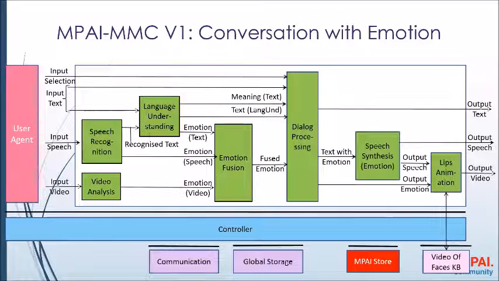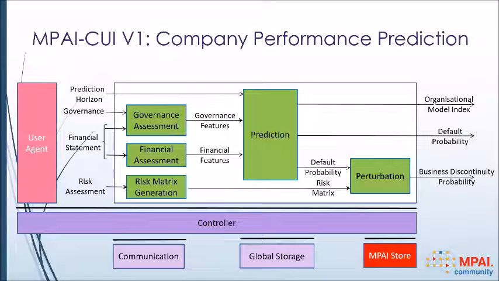Here we have conversation with emotion. So we have a human speaking, and the machine can see the human. So there's speech recognition, language understanding, extraction of emotion from text, speech and video, fusion of emotion, dialogue processing, and then a speech synthesis and animation of an avatar. This is quite simplified.